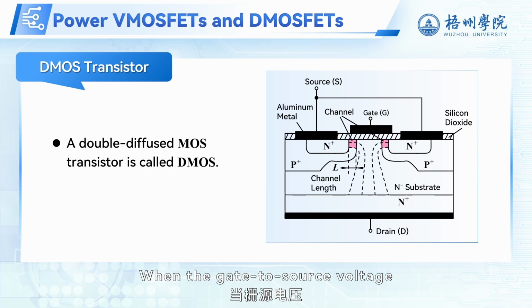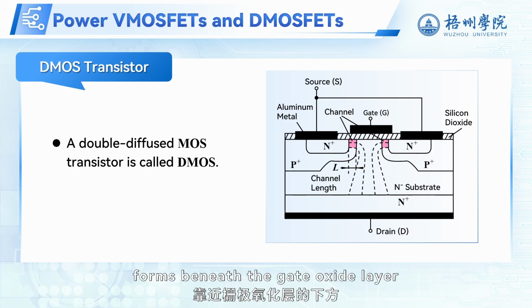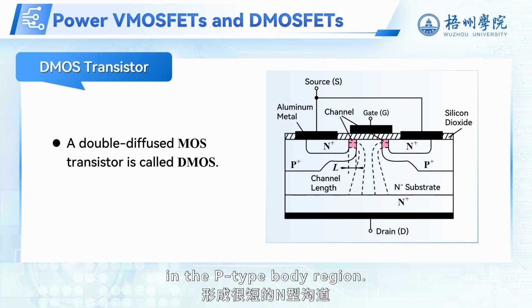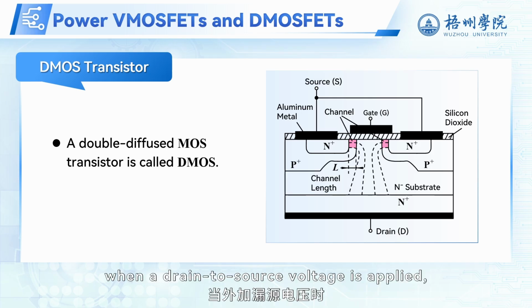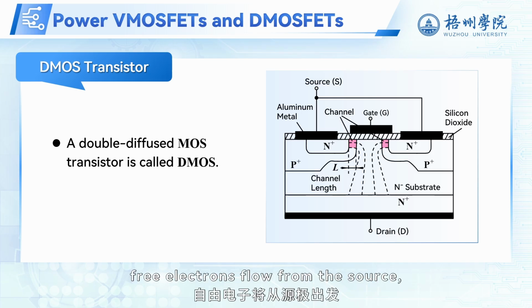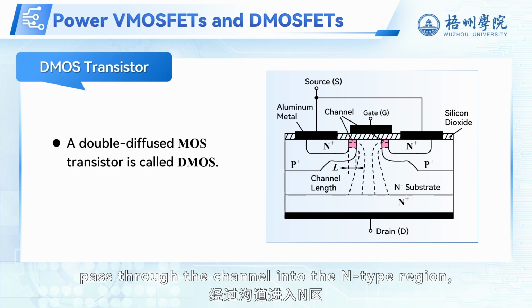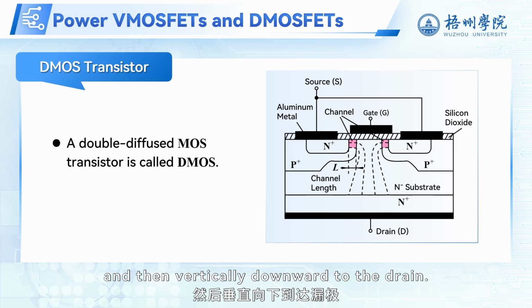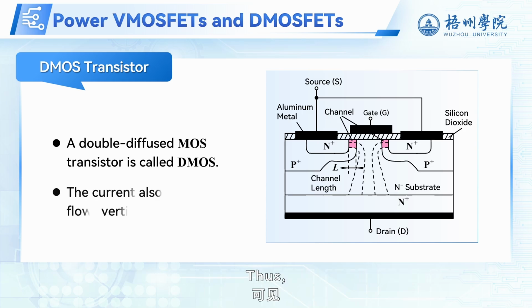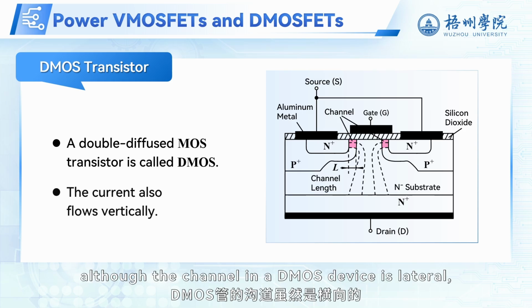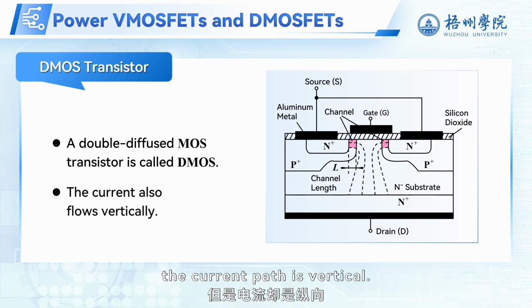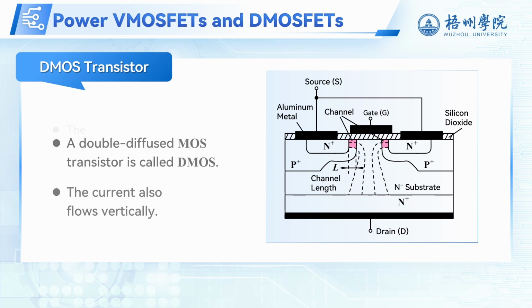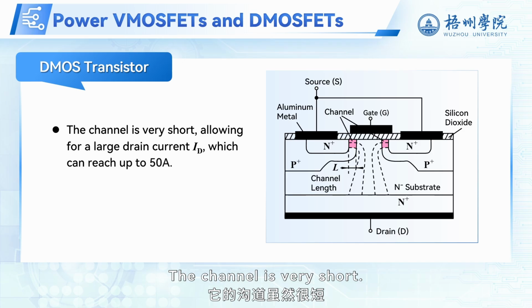When the gate-to-source voltage exceeds the threshold voltage, a short N-type channel forms beneath the gate oxide layer in the P-type body region. As a result, when a drain-to-source voltage is applied, free electrons flow from the source, pass through the channel into the N-type region, and then vertically downward to the drain. Thus, although the channel in a DMOS device is lateral, the current path is vertical. The channel is very short.